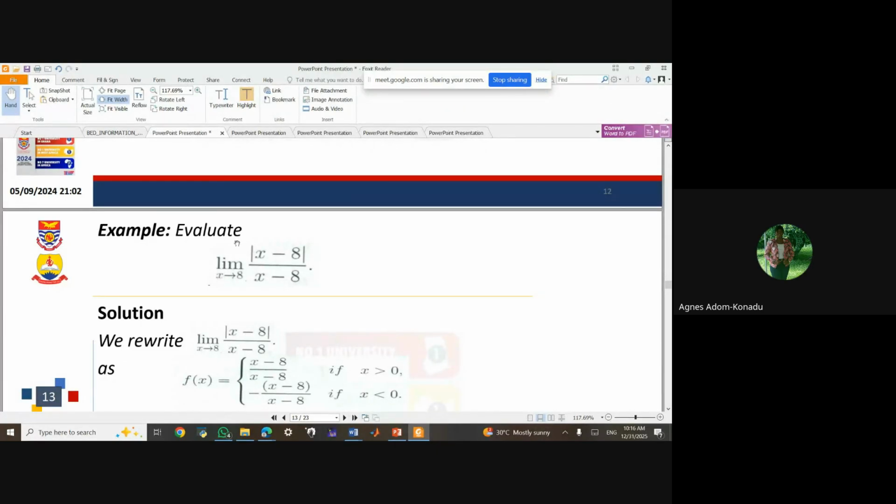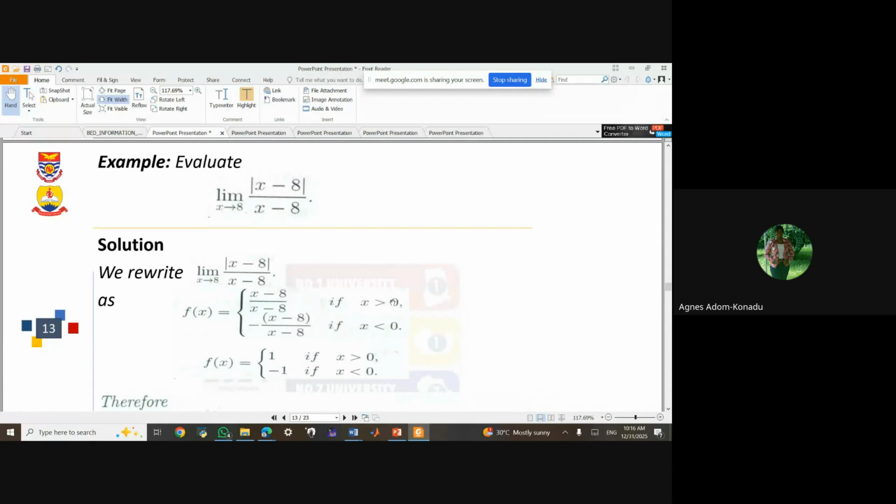So for example, we want to evaluate the limit as x approaches 8 of the absolute value of x minus 8 divided by x minus 8. As I said, I can rewrite the absolute value as x minus 8, which is the positive portion. So x minus 8 divided by x minus 8. And this one, we are looking at where x minus 8 is greater than 0.